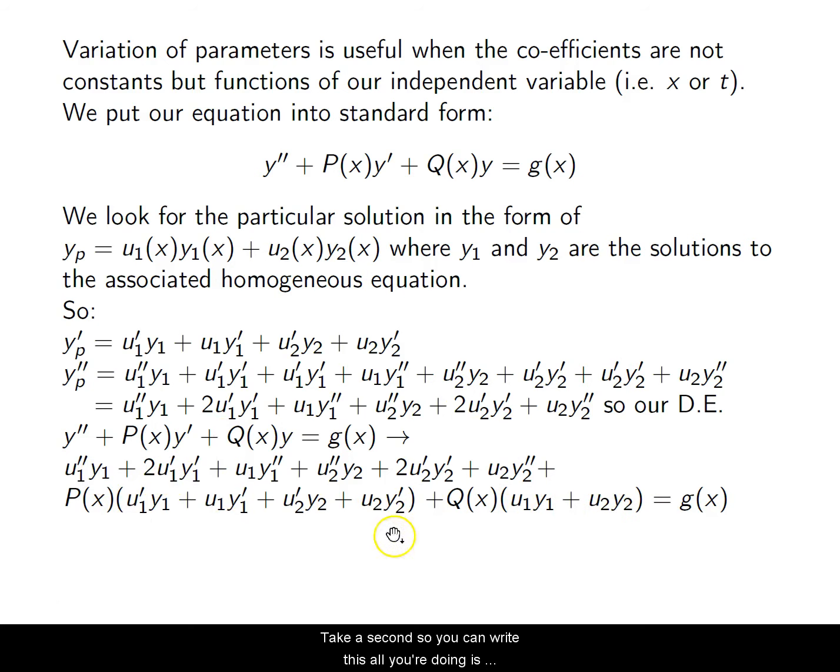I'll take a second so you can rewrite this. All you're doing is rewriting the stuff that we had before. There's not really any math, it's just a substitution into this equation.